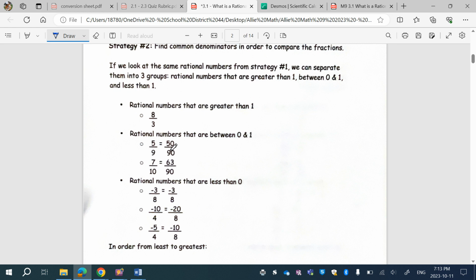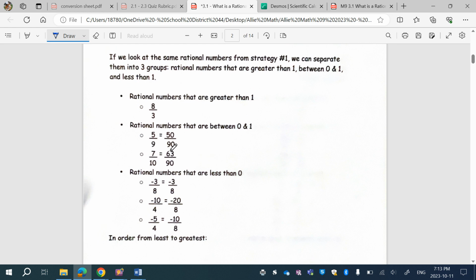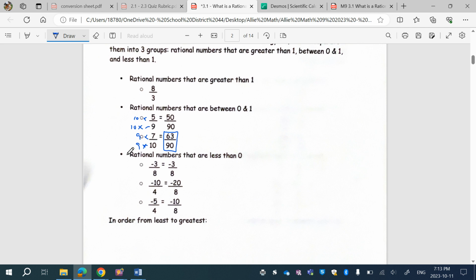Here are our 2 rational numbers between 0 and 1. And here is where they're finding a common denominator. Between 9 and 10, they have a common multiple of 90. So in this one, they've multiplied the top and the bottom by 10 to make this into 50 over 90. And here they've multiplied the top and the bottom by 9 to make it 60 over 90. And this way it's easier to see that this one is the greater of the 2.